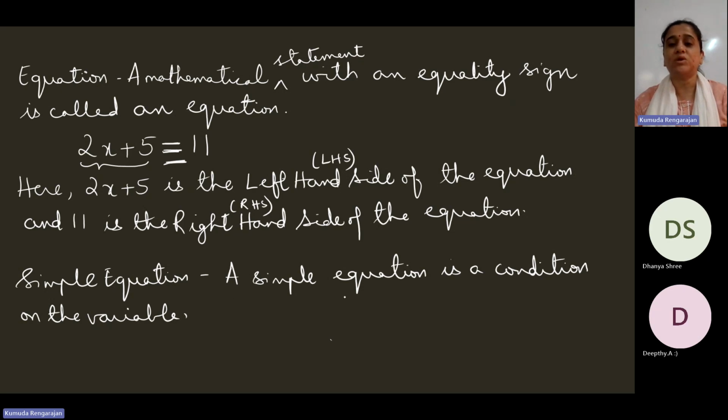So a simple equation is a condition on the variable. The variable is x. Five added to twice a number should give 11. That's the condition on the variable x. A simple equation is a condition on the variable. All right, so I think with this, we are good to go.